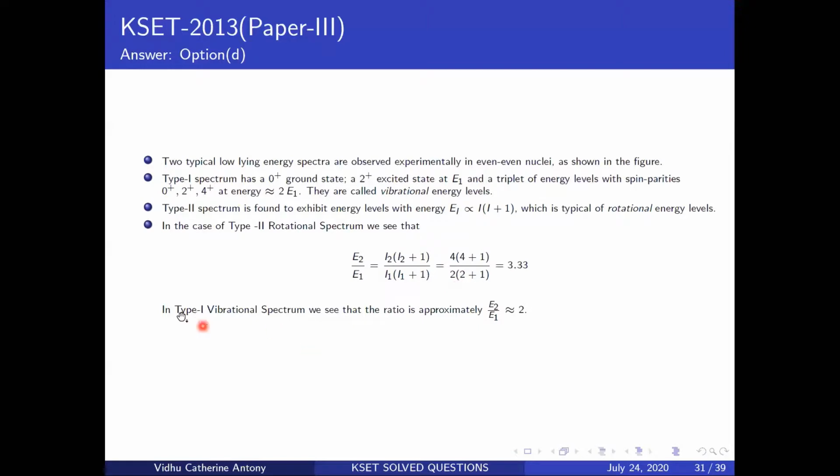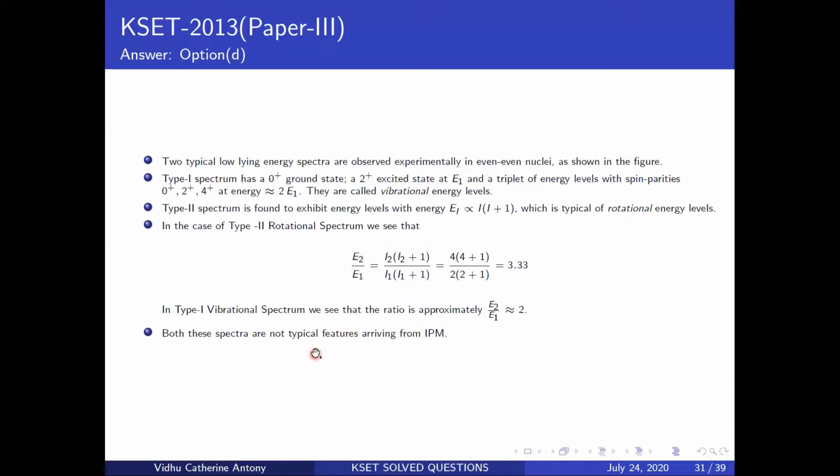In your type 1 spectrum, what you see is your energy level is approximately 2. First, type 1 is your vibrational spectrum, and type 2 is your rotational spectrum. If you remember this relation, it's very handy.